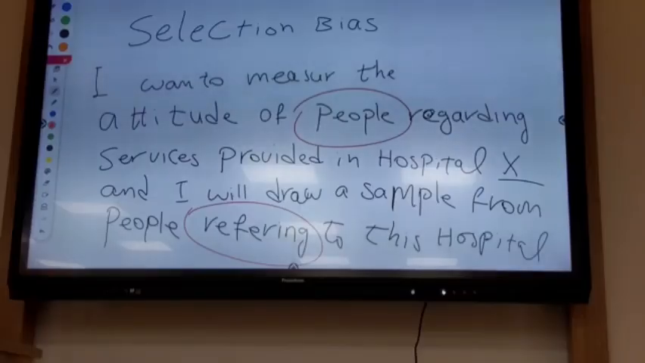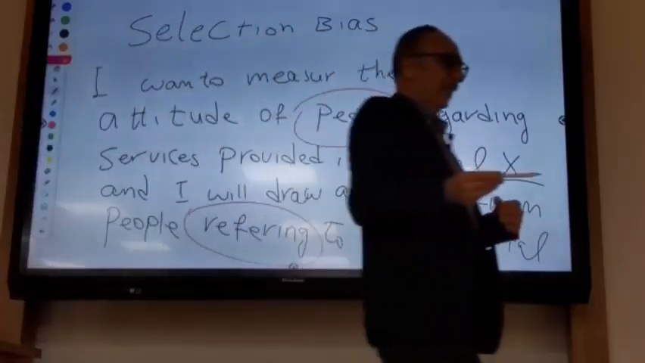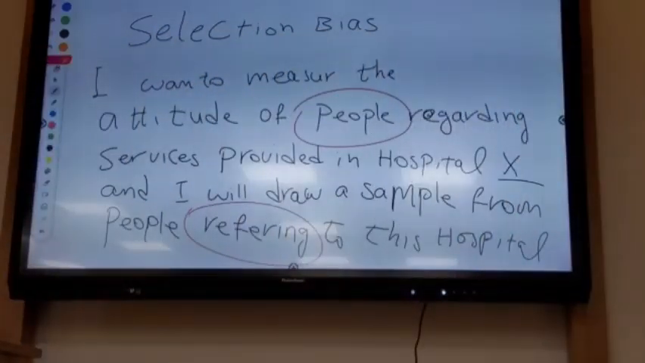I have to write the names of all the inhabitants of the population of the city, then draw a sample of the population, and then ask some questions of them. If I ask questions of people who come to this hospital, it means that this group of people believe that the service of the hospital is acceptable. If they believe that it is unacceptable, they will not come here. Is it clear? Can I ask you to explain, because I want to use the same example for information bias later.